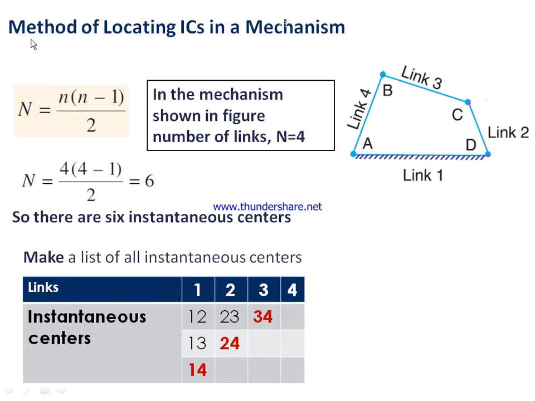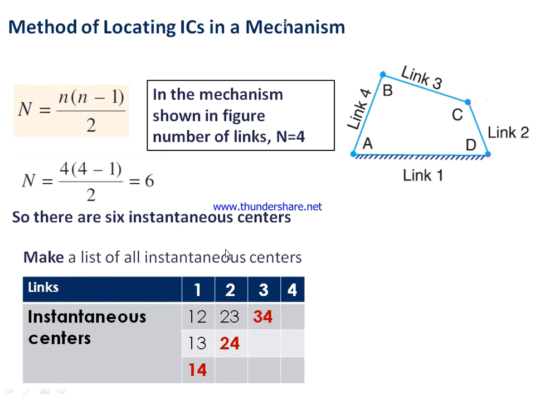Now let us have a look at the method of locating the instantaneous centers in a mechanism. Already we have noted the formula which is used to calculate the total number of instantaneous centers in a mechanism. This is the 4-bar linkage mechanism. 4 links are there, so small n equals 4. If you substitute that, the total number of instantaneous centers will be 6.